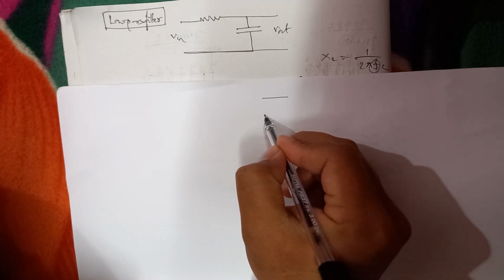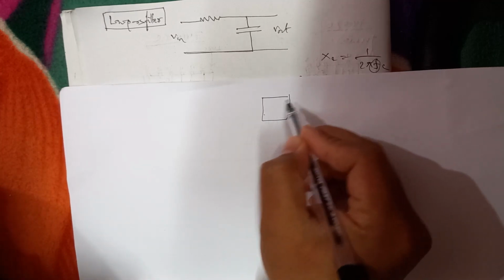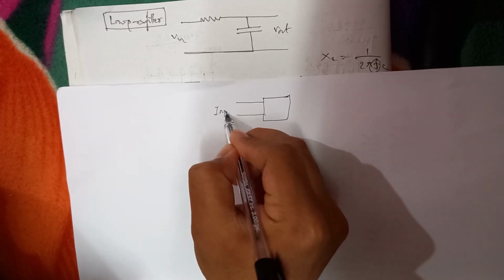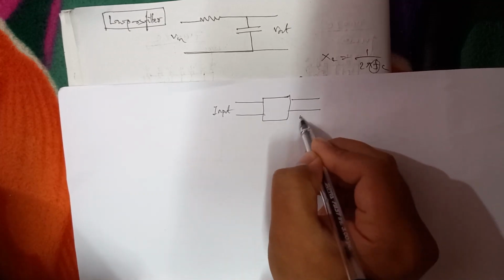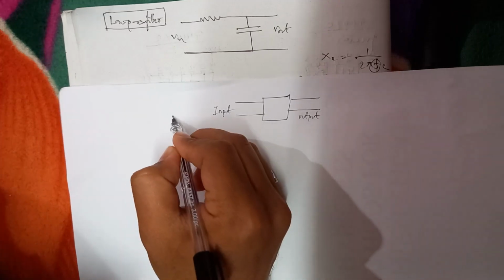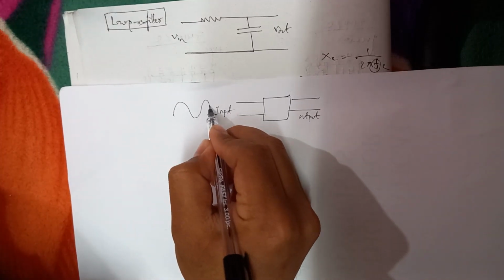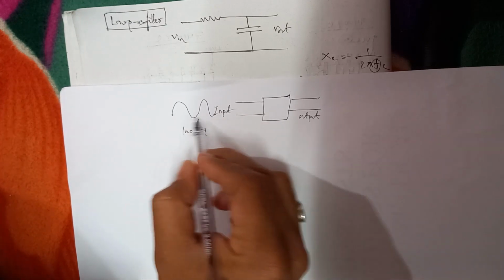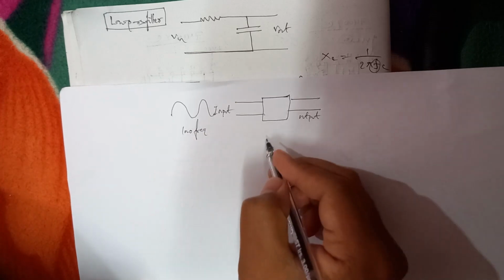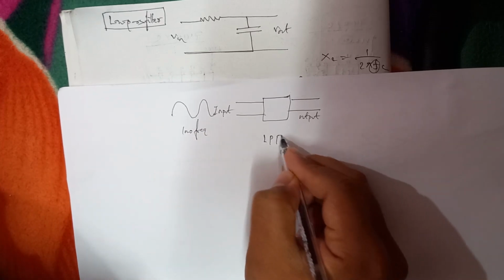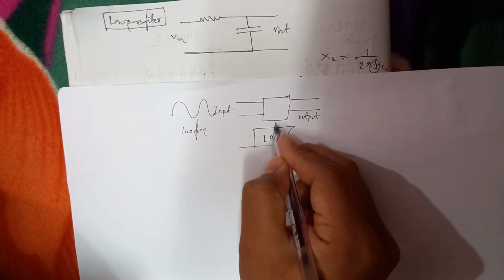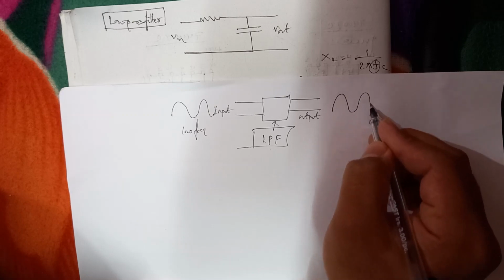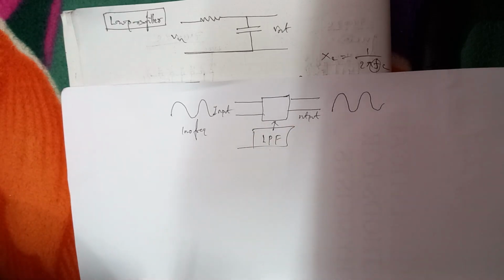Suppose this is a filter circuit, whatever circuit it is designed as. This is the input and this is the output. Then if you provide a low frequency, meaning the number of oscillations per unit time is low, and it is a low pass filter, then the same amplitude will come out from the circuit.